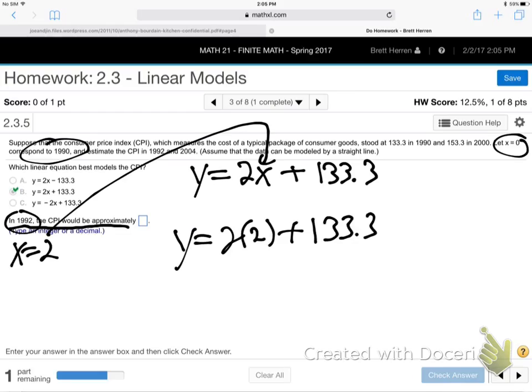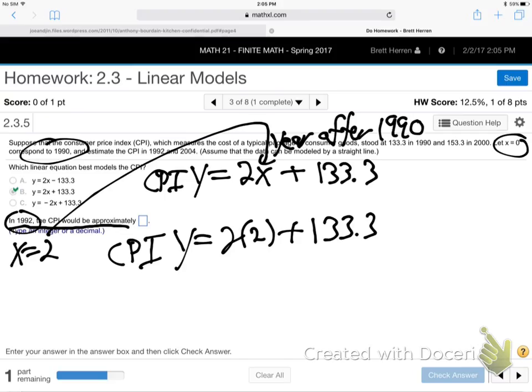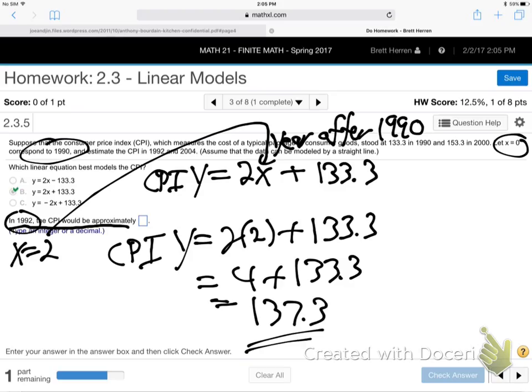You guys get what I'm saying? The y is really the CPI, isn't it? Consumer price index. The y is the function. It's the consumer price index. And the x is the year after 1990. Does that make sense? See how the x and the y are operating to answer these questions? Right? The x is the years after 1990. The y is the consumer price index. So we plug those in. We're going to get 4 plus 133.3. Is that 137.3? And that's the answer.